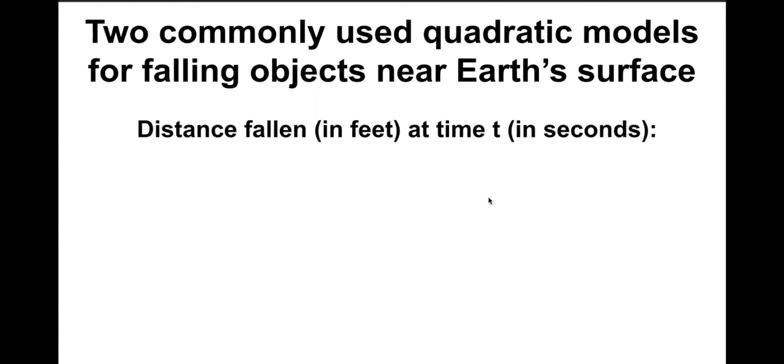So the two commonly used quadratic models that we're going to use, specifically for falling objects on the Earth's surface, represent the distance fallen, basically the distance that we've fallen in feet and the time in seconds. So those are the two measurements that we're going to be using, feet and seconds. We're not including any metric or any other type of measurement that we've seen before. We're just going to focus on feet and the time measurement in seconds.